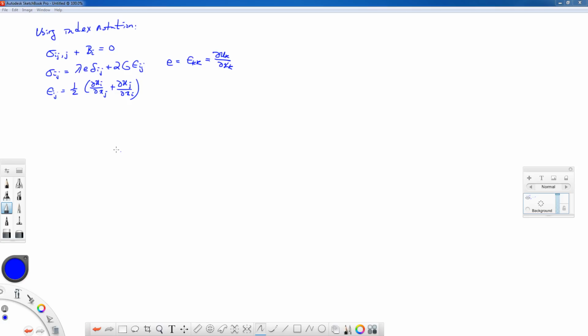So here we have sigma ij comma j plus b i is equal to 0, and sigma ij is equal to lambda e Kronecker delta ij plus 2g epsilon ij, where little e is the trace of the strain tensor, which we can write in terms of displacement as partial of uk with respect to xk. We also need our small strain definition. Epsilon ij is equal to 1/2 partial ui with respect to xj plus partial uj with respect to xi.